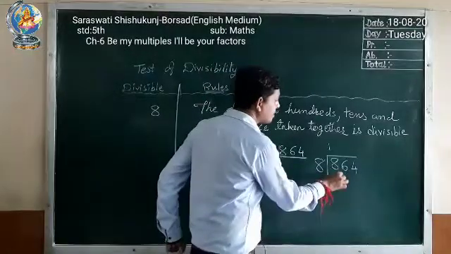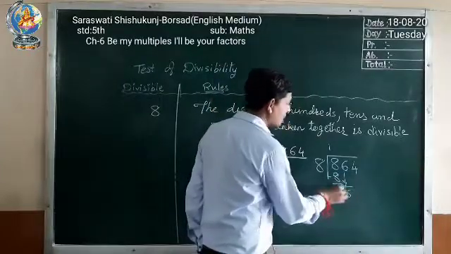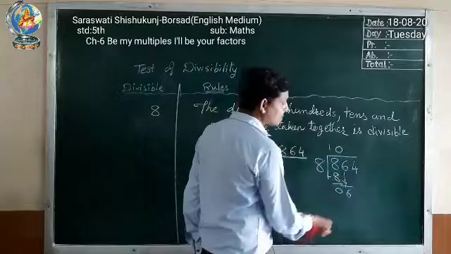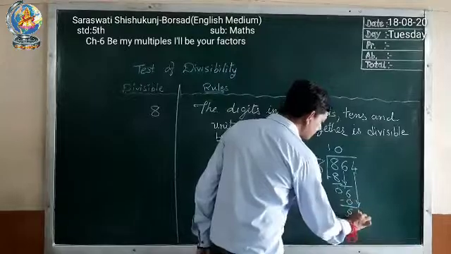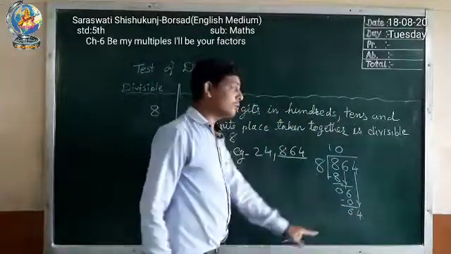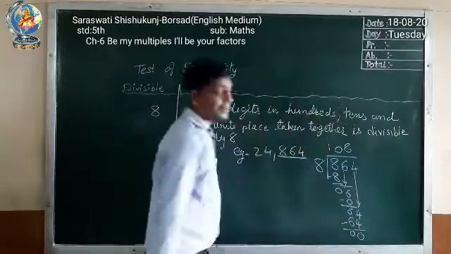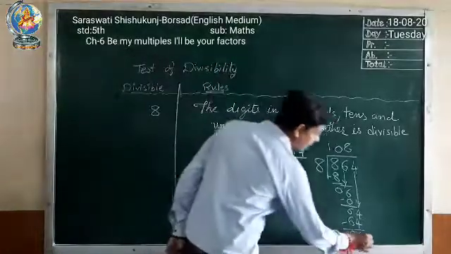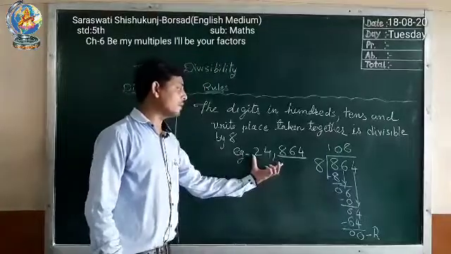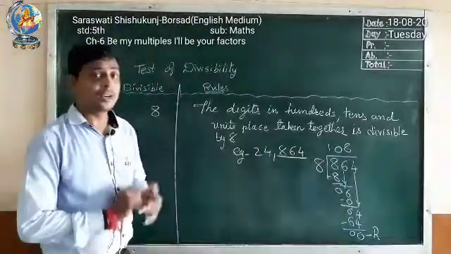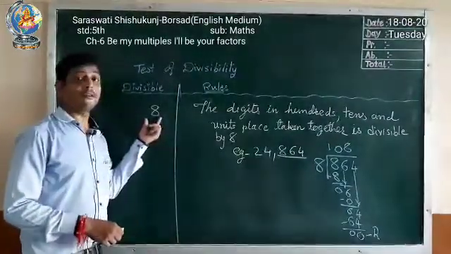So let's divide it. 8 ones are 8, so 0. Bring 6 down. In the 8 table 6 does not come, so we write 0, and 6 down. Now bring 4 down. Now in the 8 table 64 comes, 8 eights are 64. So here we get remainder 0. So we can say that the given number 24,864 is divisible by 8. Understood the test of divisibility rule of 8?